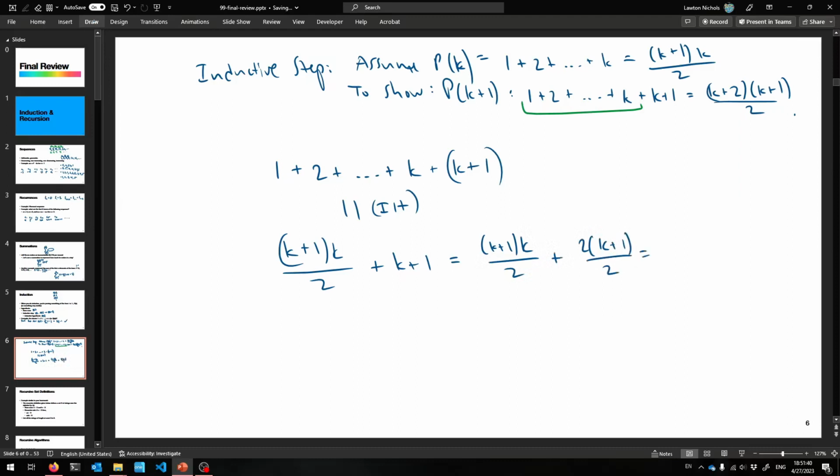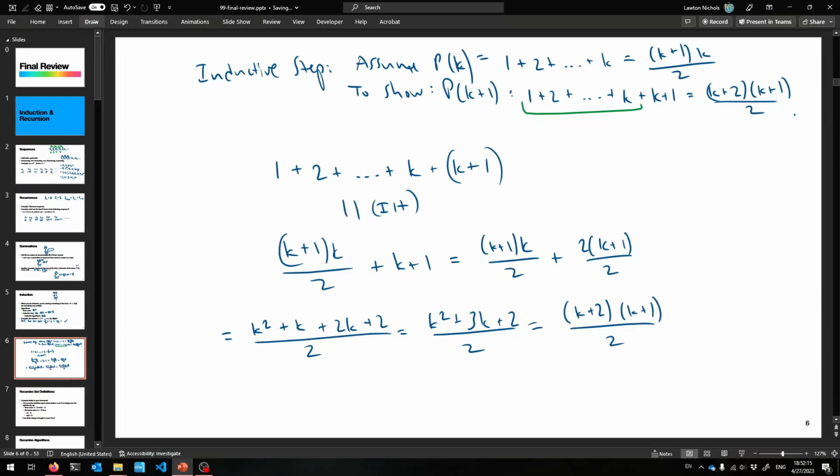And all right, that's equal to, now let's do that down here maybe. Let's just multiply. This is k squared plus k. Oh no, my PowerPoint is unhappy. That's k squared plus k, and this is 2k plus 2, over 2, which is equal to k squared plus 3k plus 2 over 2. And you can factor this, believe it or not, that really ends up being (k+2) times (k+1) over 2, which is the right side that I needed to show.